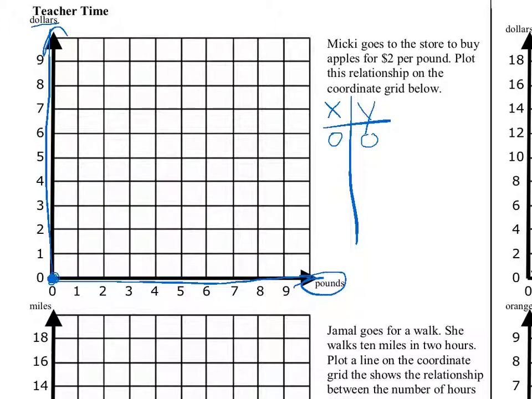All right. If I bought 1 pound of apples, how much would I pay? $2. So that's the point (1, 2). If I bought 4 pounds of apples, how much would I pay? $8. If I bought 2 pounds of apples, how much would I pay?